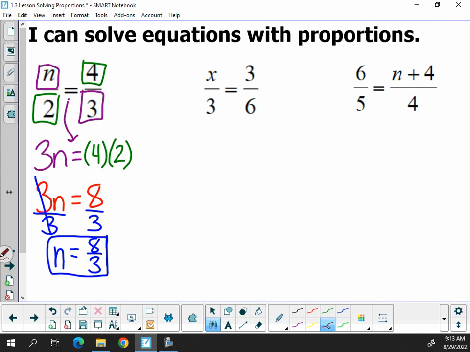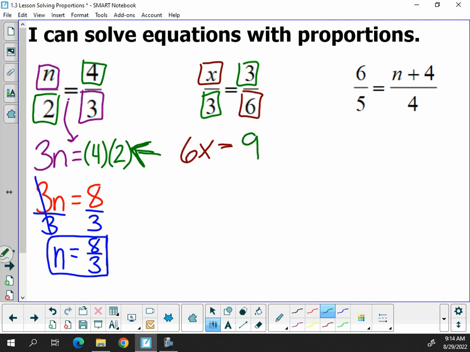So anytime I see a proportion, I can just multiply the top of one by the bottom of the other. I like to multiply the thing with the letter first, with the variable first, because we're used to seeing variables on the left side. So I just like to make myself more comfortable by putting them on the left. So I have 6 times x. And then I'm going to multiply 3 times 3. And you can show that step like I did right here. But if you know that 3 times 3 is 9, you can just write it as 9.